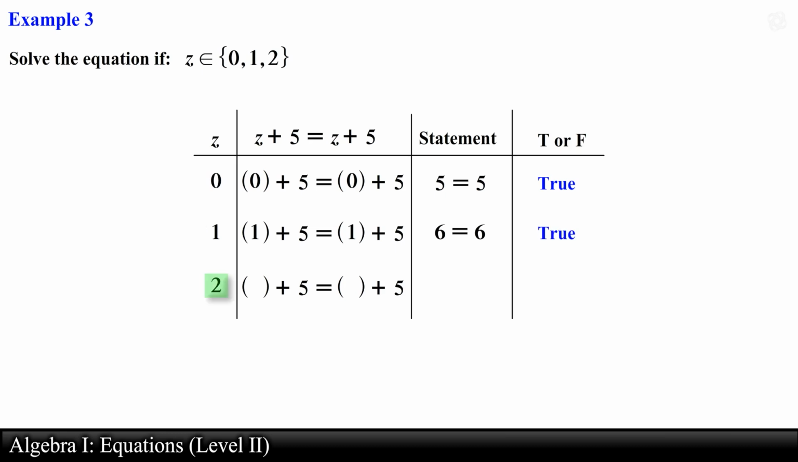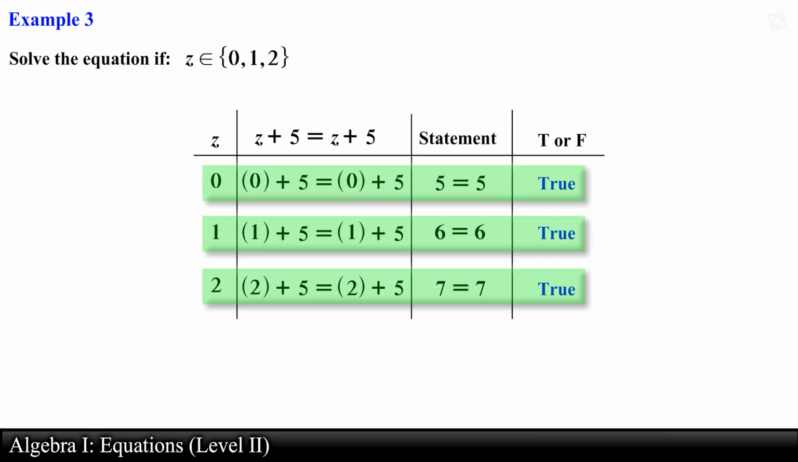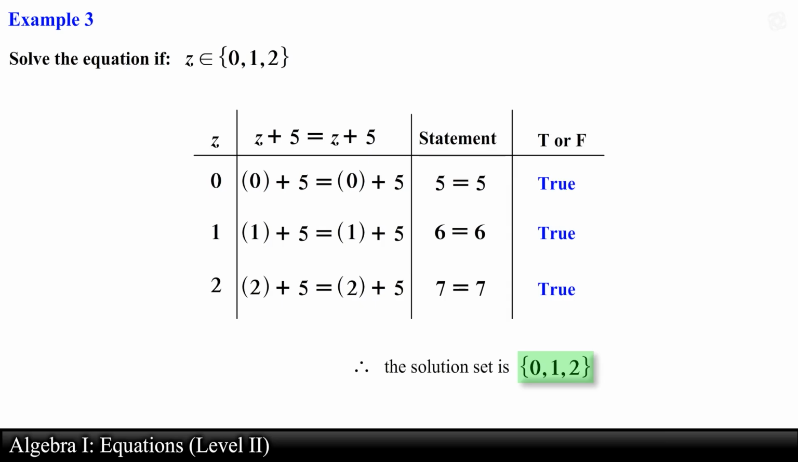Lastly, the third element of the domain is the number 2. Substituting it into the equation yields the statement 7 is equal to 7, which is also a true statement. Notice that every single element in the domain yielded a true statement. Therefore, the solution set is {0, 1, 2}. Let's try the next example.